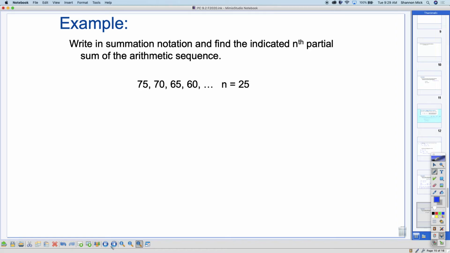I don't know what D is. How do I get from 75 to 70, 70 to 65, 65? Yep.